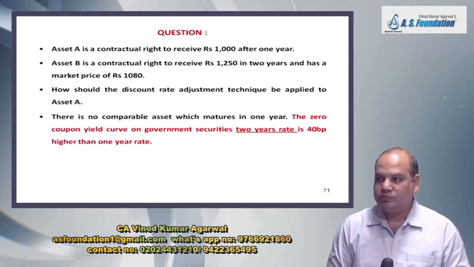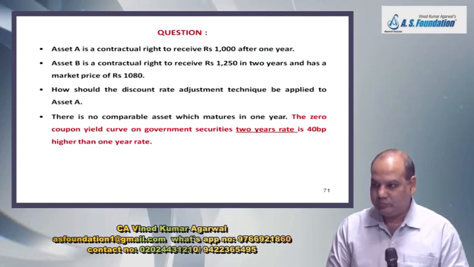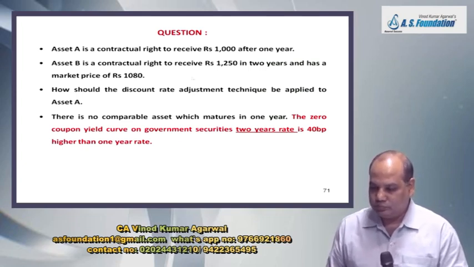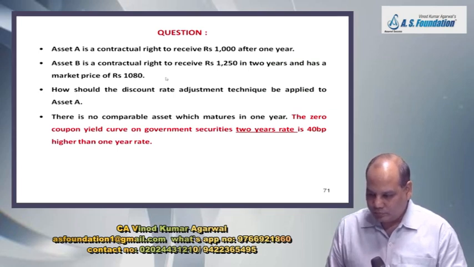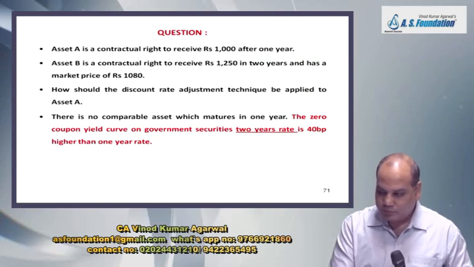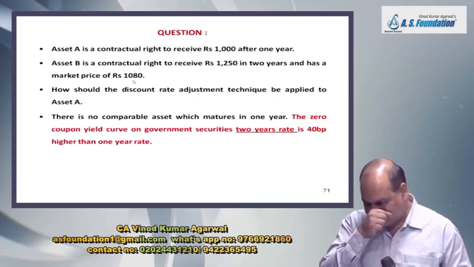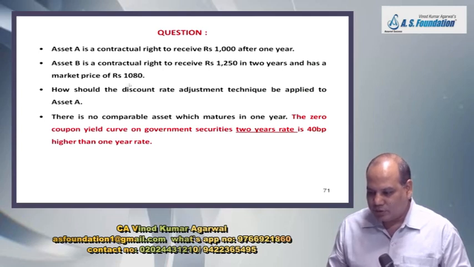Is it over? First, we'll find out what is the yield on this 2-year asset. A contractual right to receive 1215 in 2 years, and its current market price is 1080. Can I find out the rate of return this asset is generating?